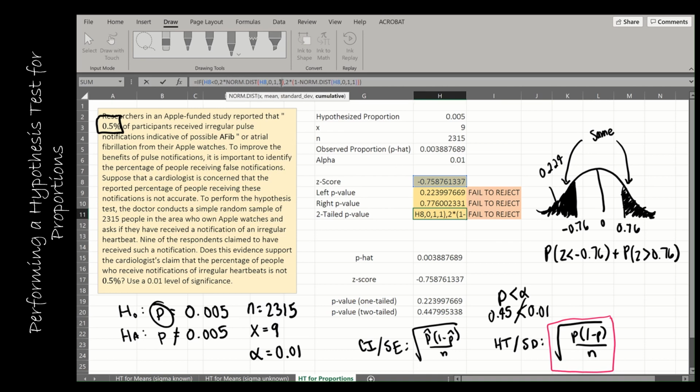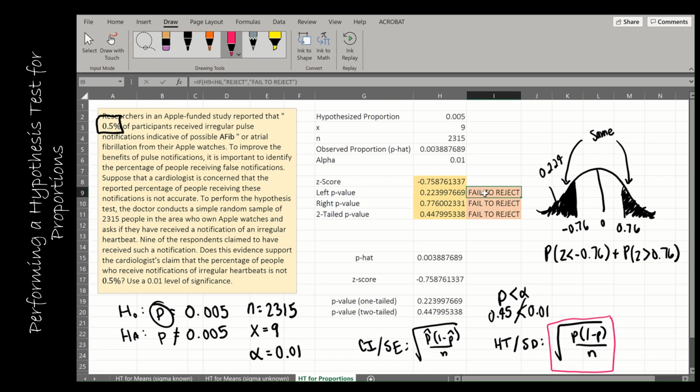If it's false, so if the H8 is greater than 0 or positive, then I want 2 times the area to the right, and so the area to the right is 1 minus NORM.S.DIST. So that's all I did. It's not too tricky, but you could also just take 2 times whichever one is appropriate for your question.